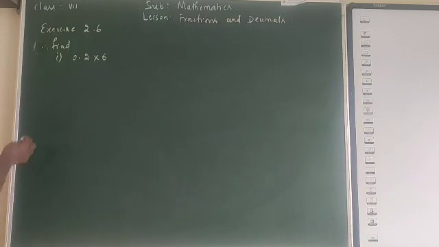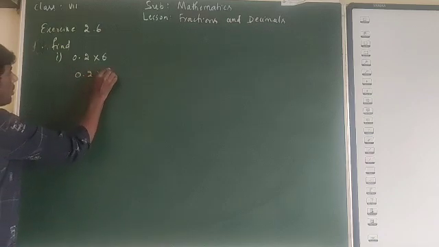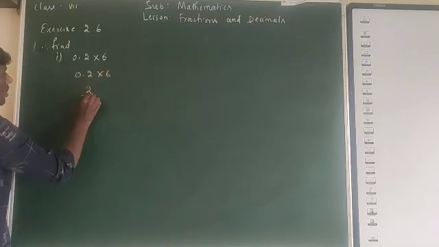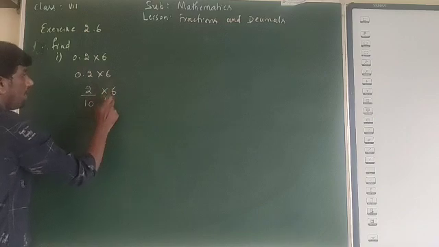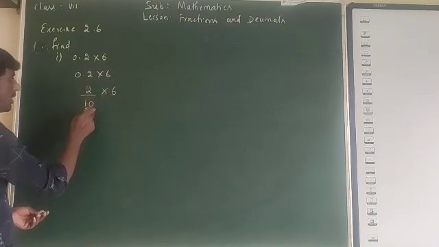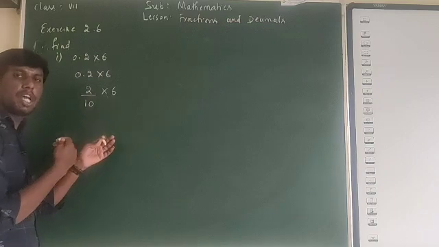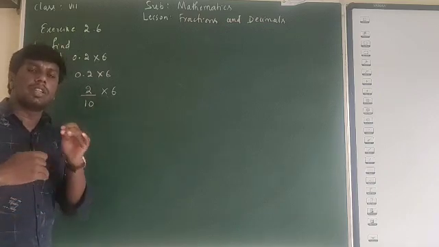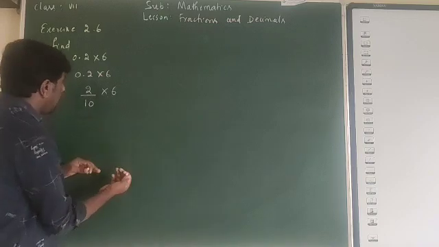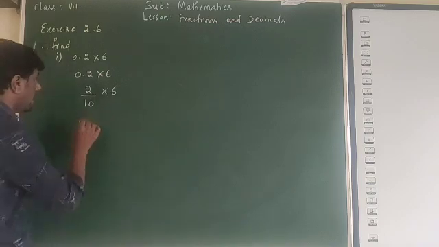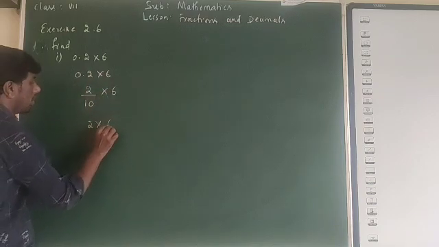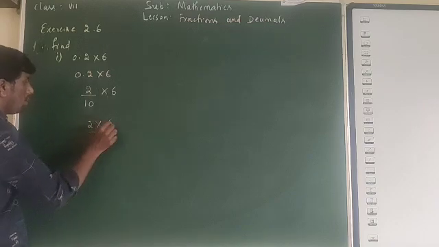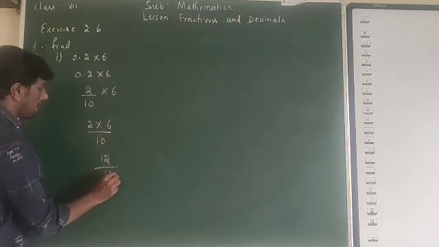How to do that? I've already done that. 0.2 into 6. So 0.2 I can write as 2 by 10 into 6. So this is a multiplication of a fraction by a whole number. Don't bring it to the simplest form, because I have told you the denominator has to be in terms of 10, 100, 1000. Then it's very easy to bring it back to decimal form. We multiply the numerator of the fraction by the whole number, keeping the denominator same. 2 into 6 are 12 by 10.